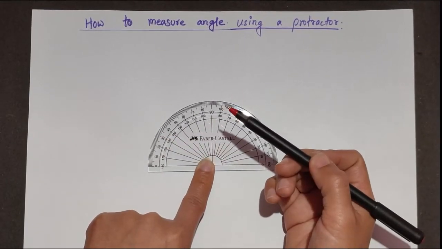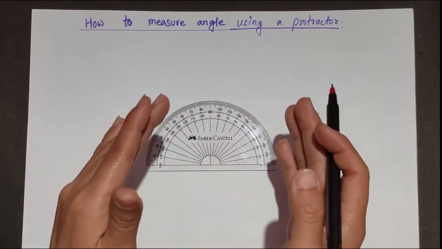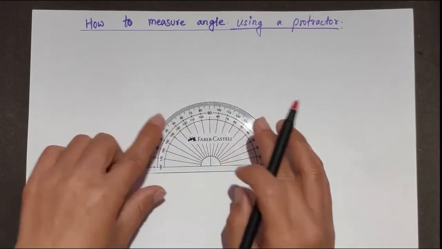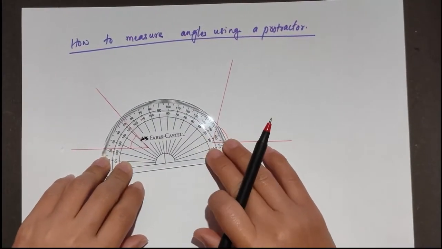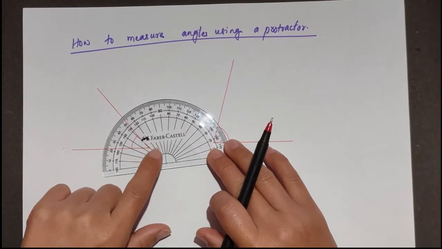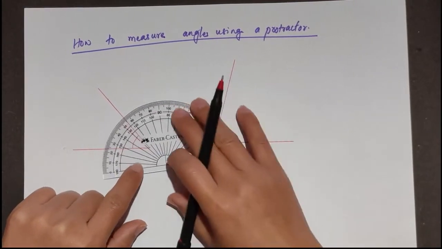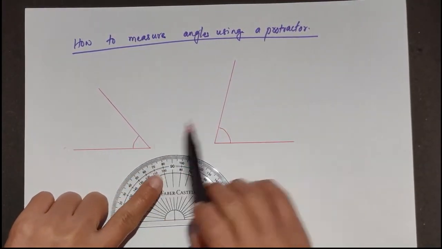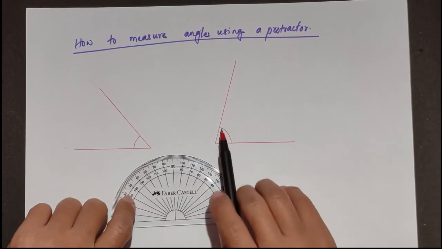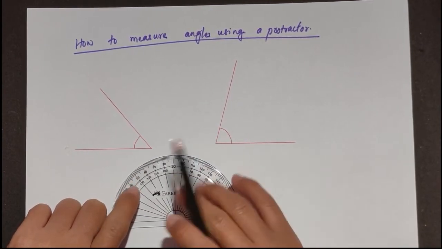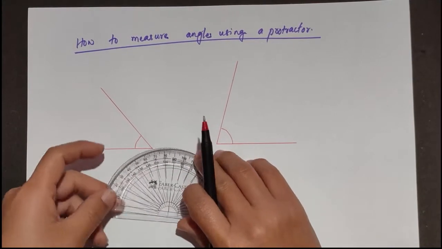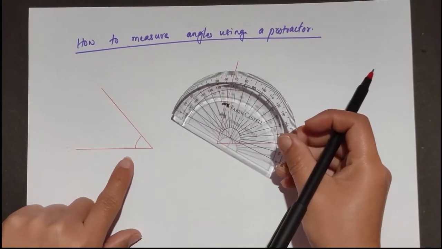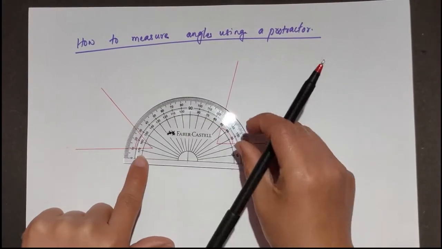Now let us learn how to measure angles using a protractor. Here we have two angles. One is here and this is the second one. Now how do we measure these two angles using a protractor?